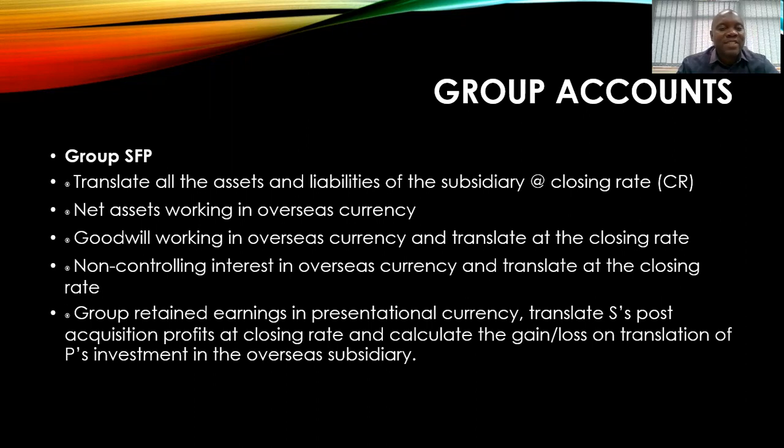Net assets working in overseas currency, goodwill working in overseas currency, and translate at the closing rate. That's what you have to do. You just translate at the closing rate. Non-controlling interest in overseas currency and translate at the closing rate. Group retained earnings in the presentation currency, say translate the subsidiary post-acquisition profits at closing rate, and calculate the gain or loss on translation of the parent investment in the overseas subsidiary.